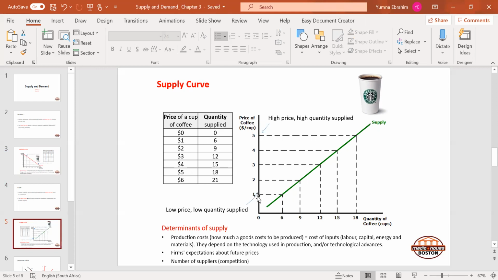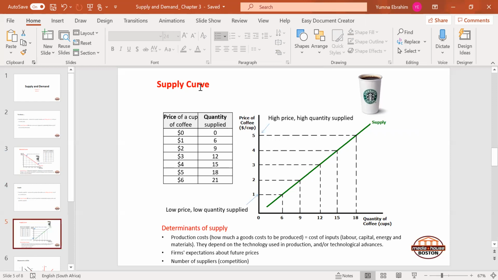If you look at Starbucks, if they're able to charge $1, then they'll say, okay, we'll supply 6 cups. But if they're able to charge $5, the amount they supply increases to 18 coffee cups. And again, like in the case of demand, if we quickly link up the points, we will get a positive sloping curve. Don't worry about this right now. The lower the price, the lower the quantity supplied. This is opposite to the demand situation.